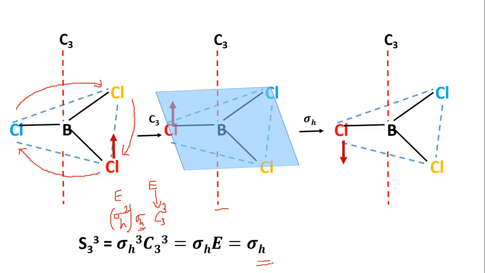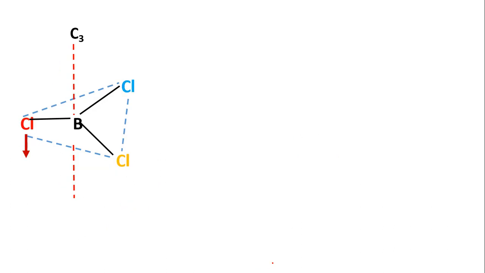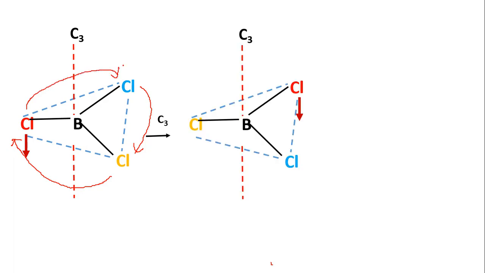Now we will go to the next screen. This is the end of the last screen, and when you do C3, what you will get is this blue will get shifted here, this yellow will get shifted here, and this brown will get shifted here, and we'll get something like this. Arrow will still be pointing downwards.